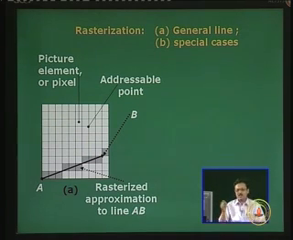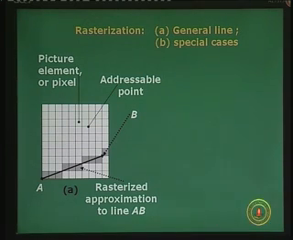The picture element or pixel which glows on the screen can be visualized to lie either on the intersection point, as shown by the addressable point on the screen, or inside that small square element of the grid. The picture element, as it is called, a pixel. In fact, the word pixel is coined by the combination of two words, picture element.